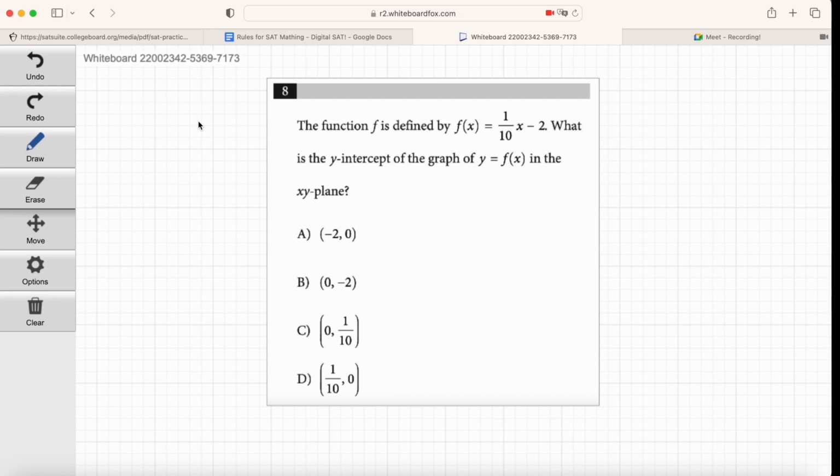Ooh, what are we solving for here, Tanner? We are solving for the y-intercept. Yeah, we're solving for the y-intercept of this graph. A couple ways to think about this question. First of all, let's talk about what y-intercept means. What is the y-intercept? What's that mean?